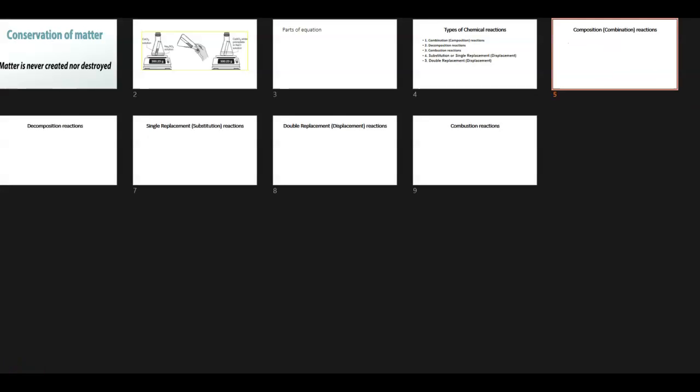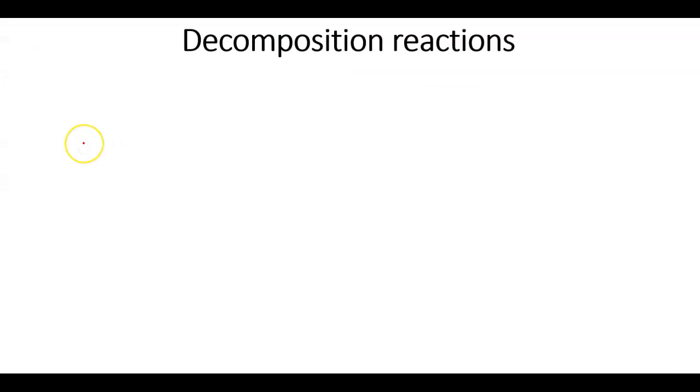The next one. Oh, I'm sorry. The next one is decomposition reactions. They are opposite to composition. So in a general way, we can show that it's something like that. We have one complex compound on the left side as a reactant, and on the right side we have two or more simple compounds, right?